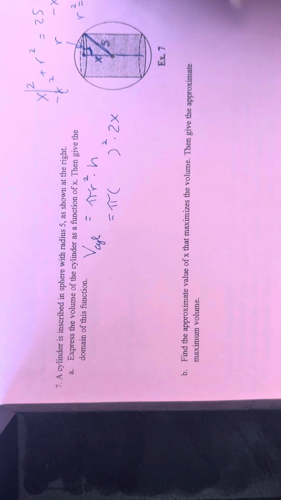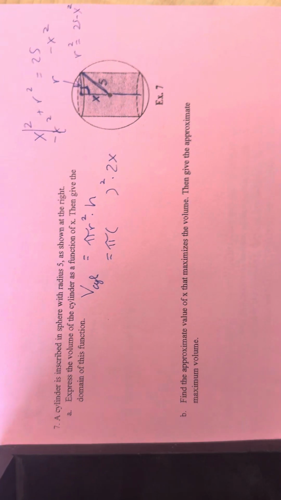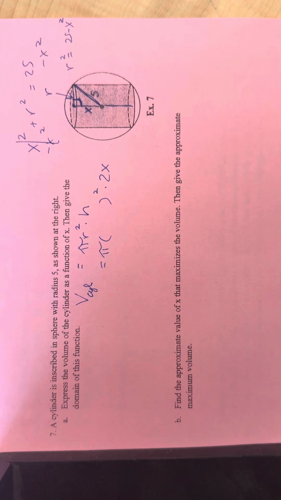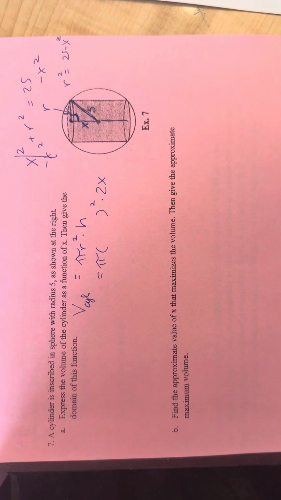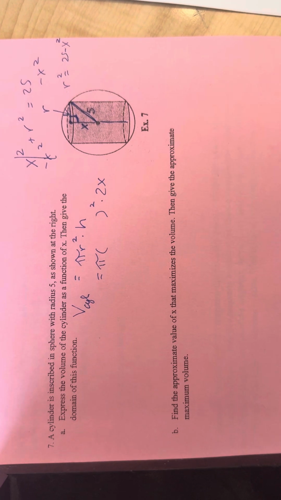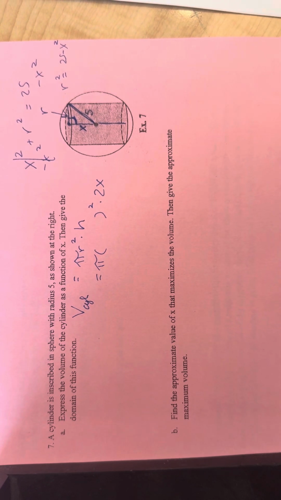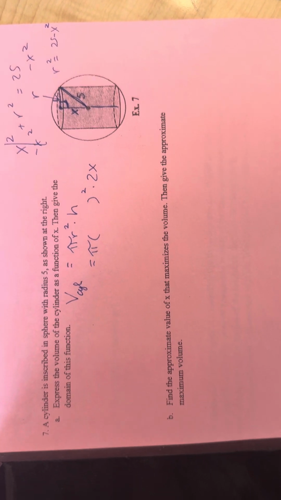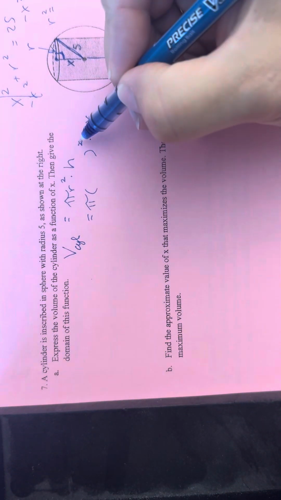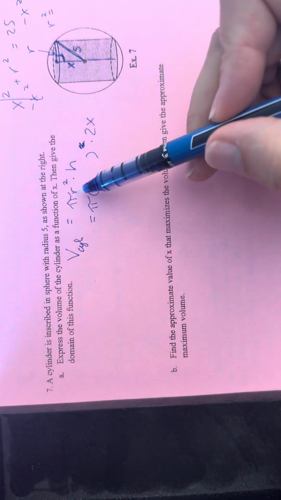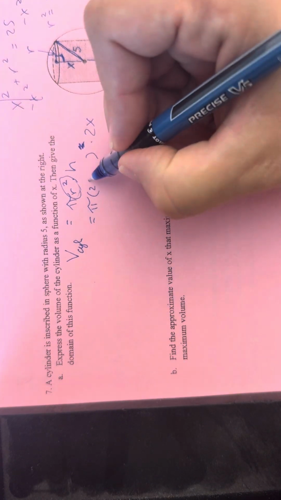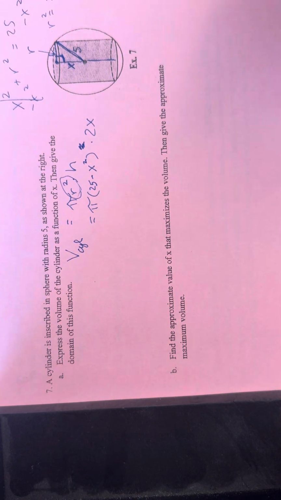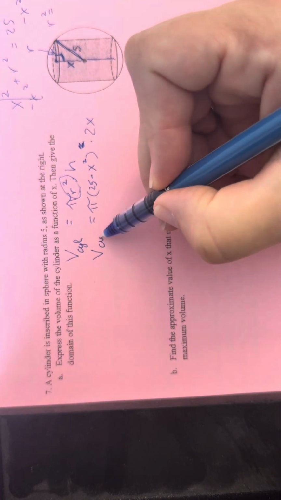I could solve for r, again, by taking the square root of each side there. I don't need to do that because, as it turns out, the formula for the volume of a cylinder requires an r squared. So I'm actually solving for r squared and then plugging that back in. So I'm going to go back over here. Instead of squaring the r, I'm just replacing r squared, so this guy here, with 25 minus x squared. And that's going to give me the volume of the cylinder.